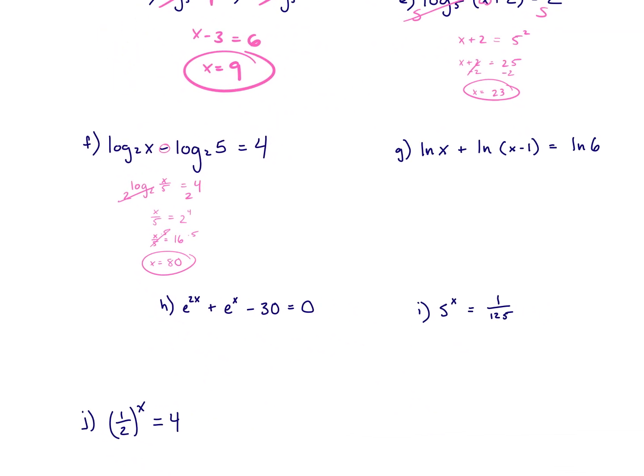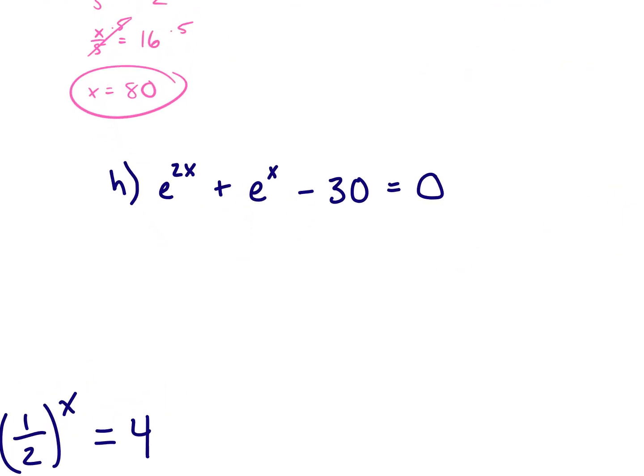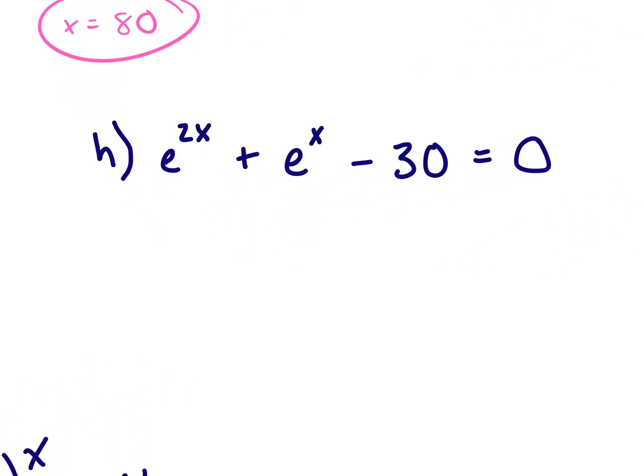G is super similar. You want to condense your log, or the ln on the left side, but you'd solve it the same way. Let's look at H. H we did from the notes. This one's a little bit funky because we can't get our e's to combine because they have different exponents. They're not really like terms.